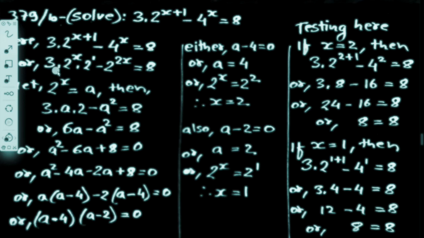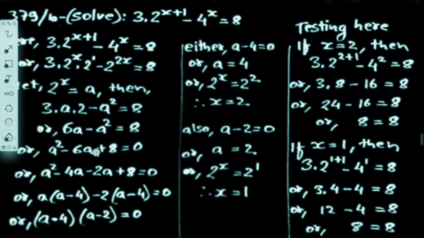Then 3 into 2 into a. This 2 power x is replaced as a. Minus 2 power 2x means a squared equal 8. Or 3 into 2, 6a minus a squared equal 8. Or a squared, now side change. Side change of a squared, minus a squared will come as plus a squared, now plus 6a comes as minus 6a. A squared minus 6a plus 8 equal 0 as usual.